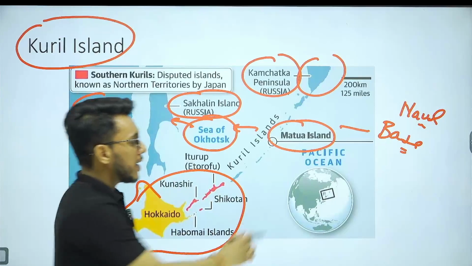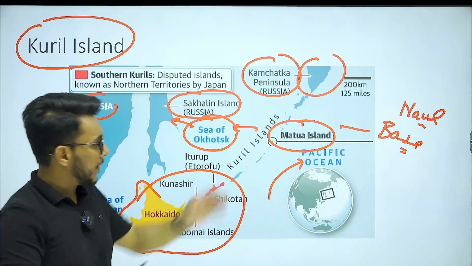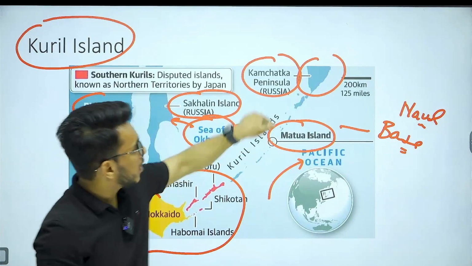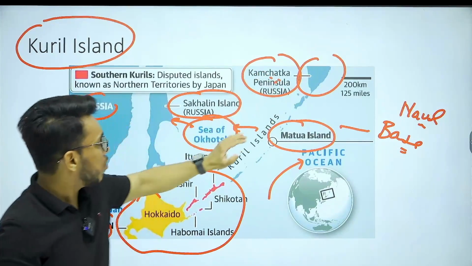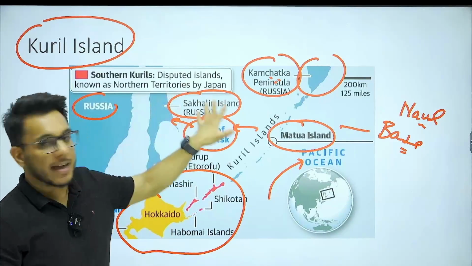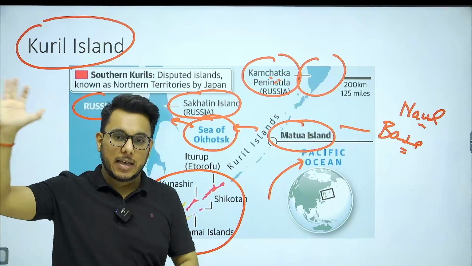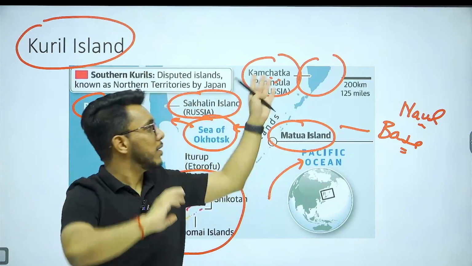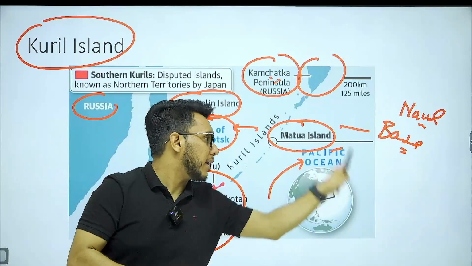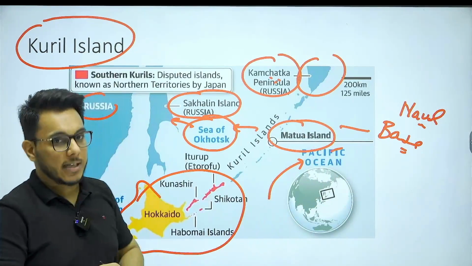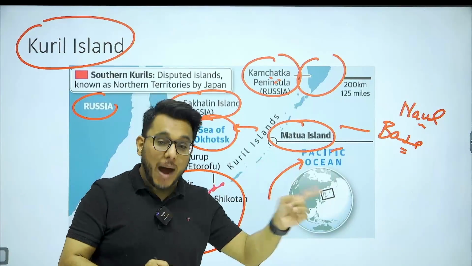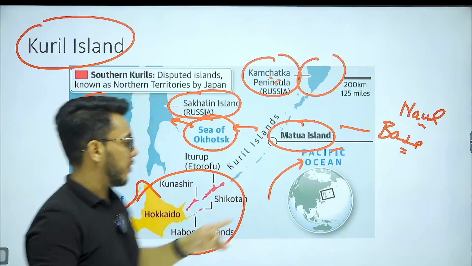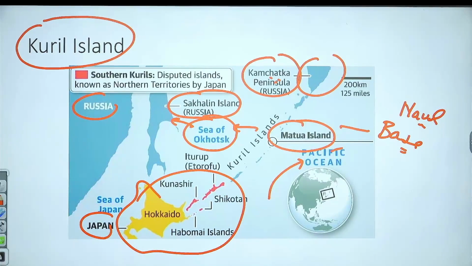And where are they located? They are located in the Pacific Ocean. Tentatively, towards the western side, we have the Sea of Okhotsk. Towards the northern side, we have the Kamchatka Peninsula. Further west, we have Sakhalin Island. So Sakhalin Island, then the Sea of Okhotsk, then the Kuril Islands. In the north, the Kamchatka Peninsula. Then here we have the Pacific Ocean, in which the Kuril Islands are located. Matua Island, part of the Kuril Islands. Here Russia wants to develop a base. Therefore, it was in news.